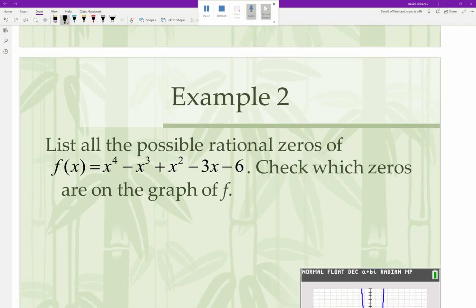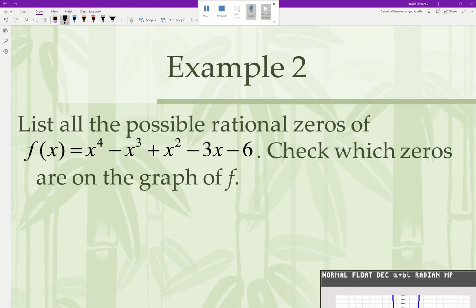So as an example of that, let's take a look at example 2 here, where it says list all the possible rational zeros of this function f of x, and then check which zeros are on the graph of f. Pointing out our constant and our leading coefficient, playing the role of our constant here is going to be a -6, and playing the role of our leading coefficient is the number sitting in front of the x to the 4th term, which is simply a 1.